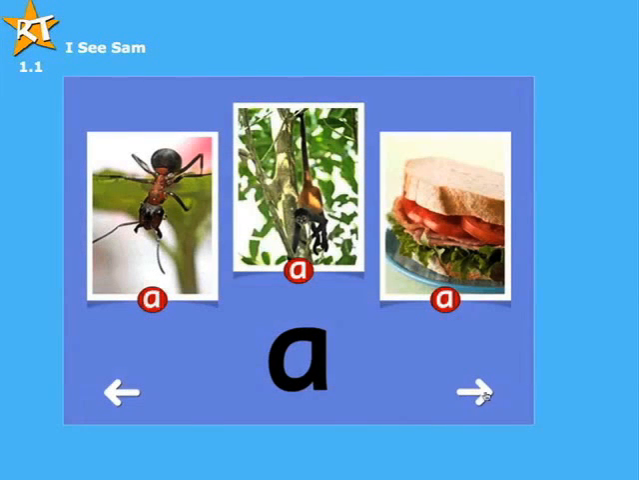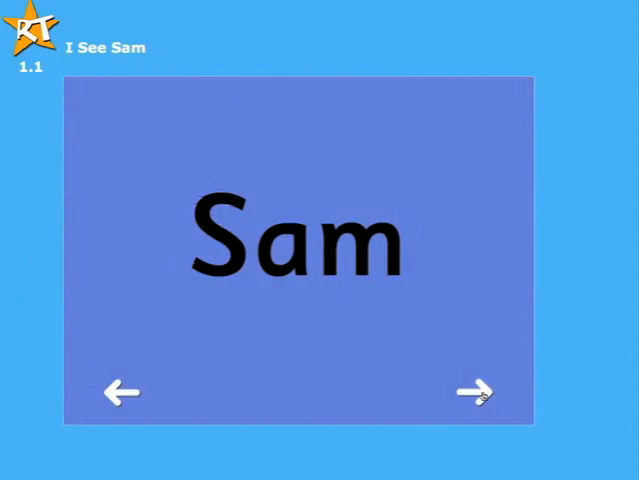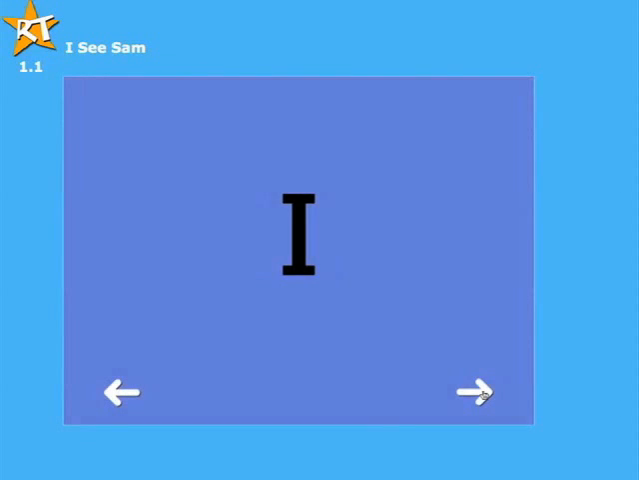Look at the 3 pictures again. Then they go on to review the blending of the sounds. We get the word Sam when we blend the 3 sounds s, a, and m. Sam. Then we teach the high frequency or sight words in the story.